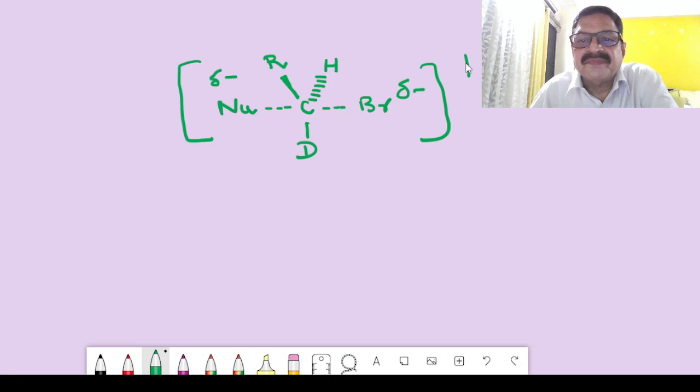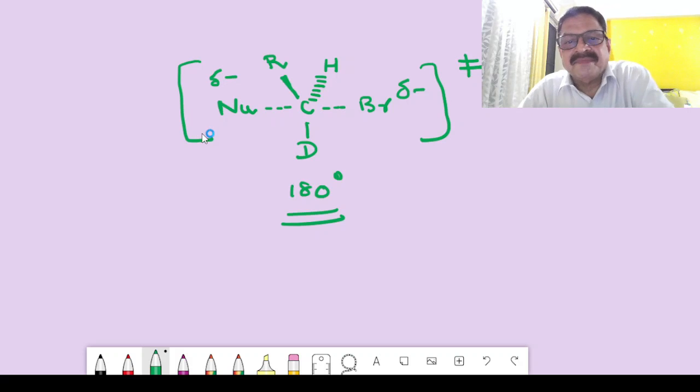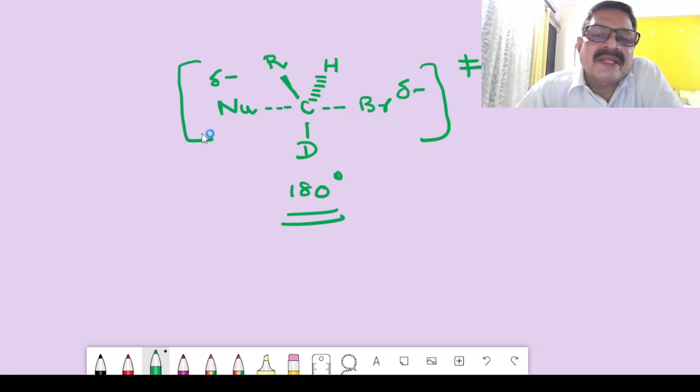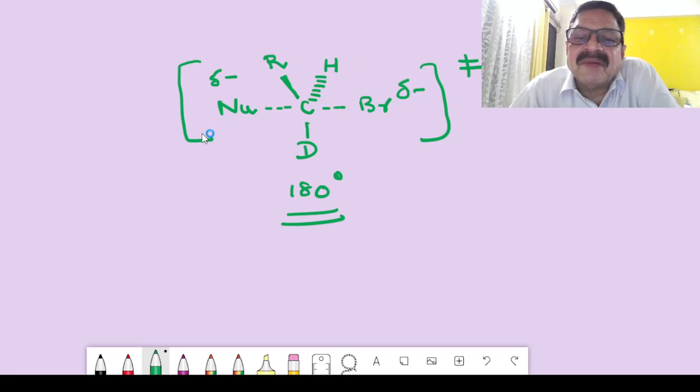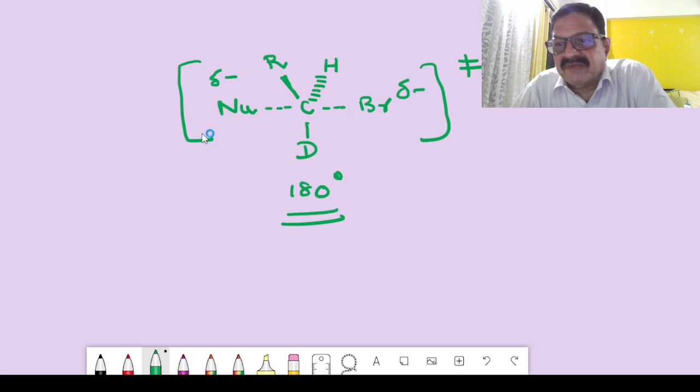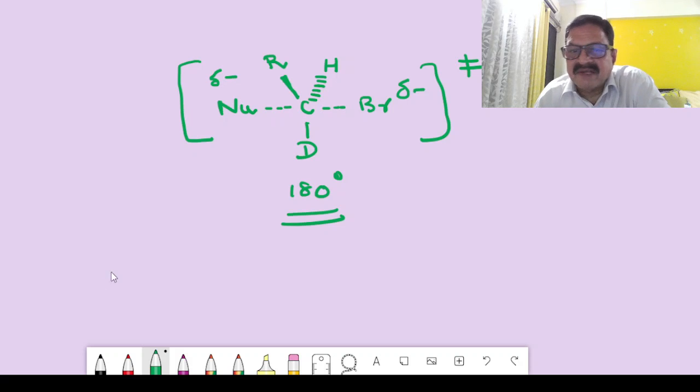transition state. So in this transition state, the nucleophile and the bromine leaving group are 180 degrees apart here. There is the least repulsion here and the least energy increase; that is, the energy doesn't go up here, around the carbon atom. Now, if you see an example of this nature, this compound.